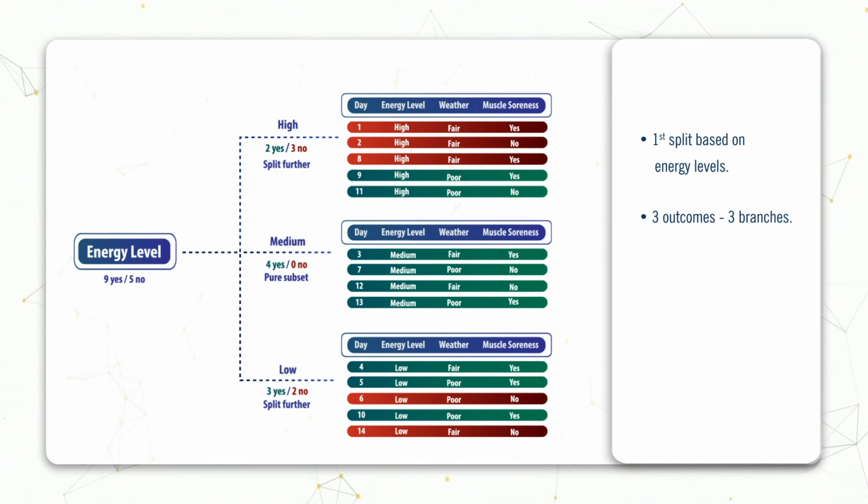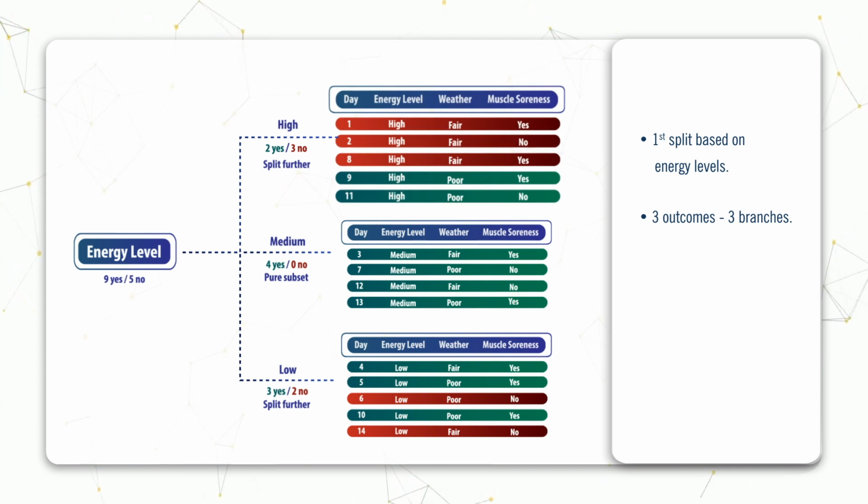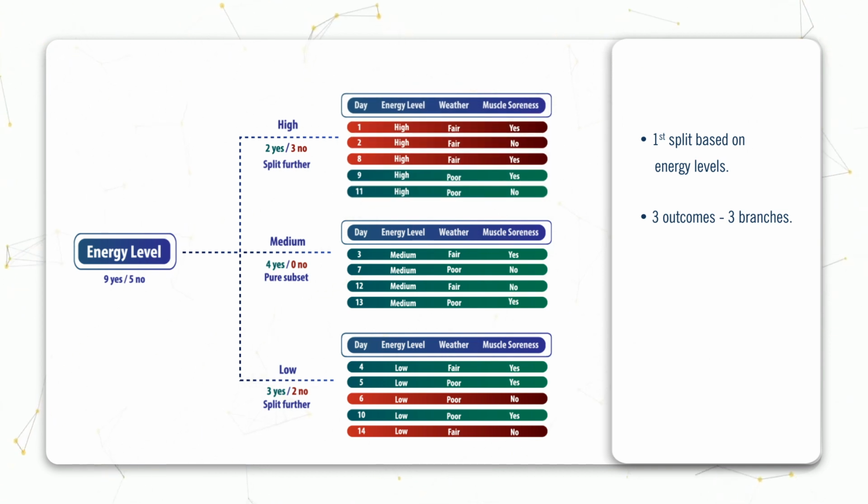But we can improve the discriminatory power of our tree by adding more complexity to it. For example, this branch here is not a pure subset. It contains a mixture of both yeses and noes. And so we can split this branch even further, and this time on a different feature. Since we've already split based on energy levels, we could now split based on another feature, like weather.